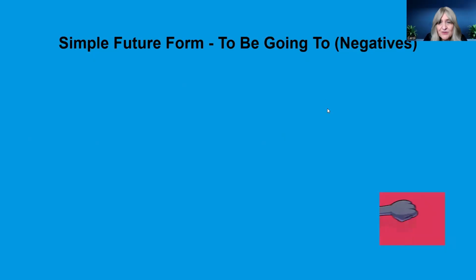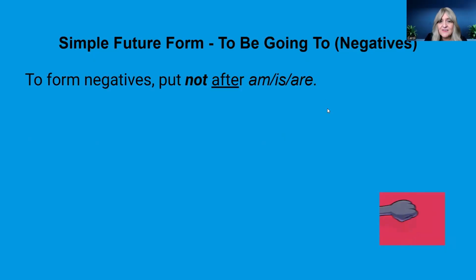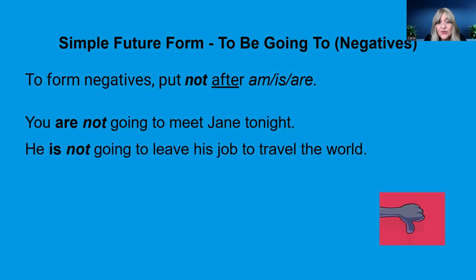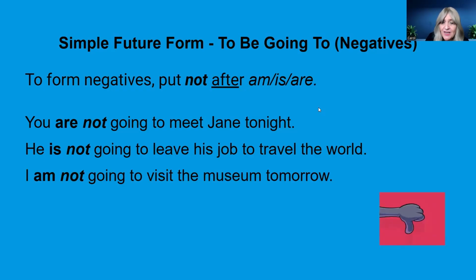Okay, so moving on to negatives. To form negatives using going to, we put not after the verb to be. So let's have a look at some examples. You are not going to meet Jane tonight. He is not going to leave his job to travel the world. I am not going to visit the museum tomorrow. We are not going to strike.